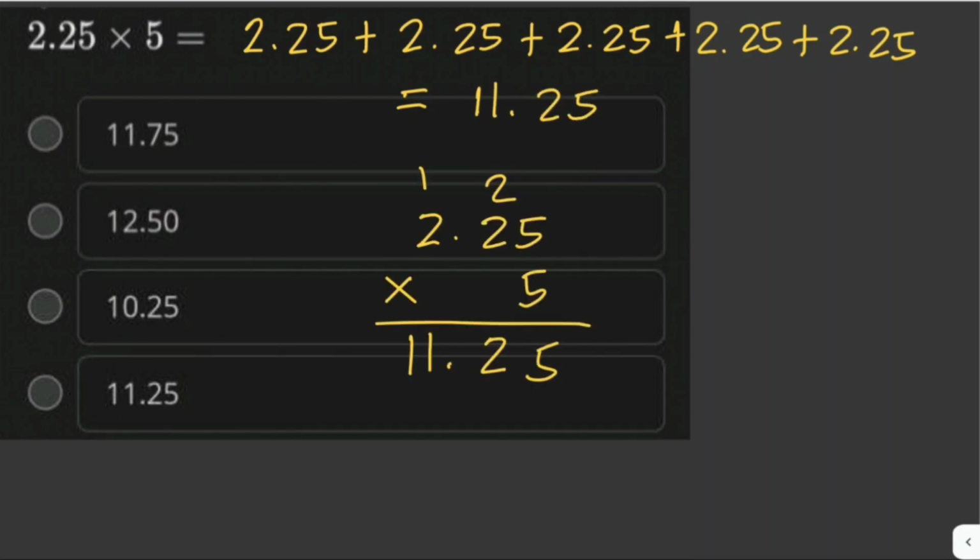11.25. Or we can just simply multiply 2.25 directly by 5, and then write the answer in its correct decimal places. So the answer here is 11.25.